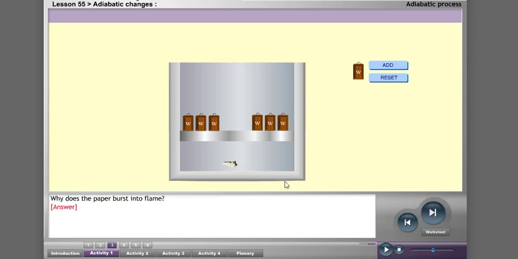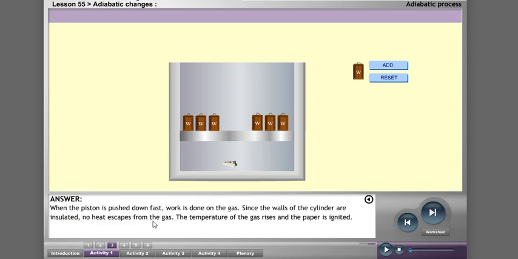Why does the paper burst into flame? Answer: when the piston is pushed down fast, work is done on the gas. Since the walls of the cylinder are insulated, no heat escapes from the gas. The temperature of the gas rises and the paper is ignited.